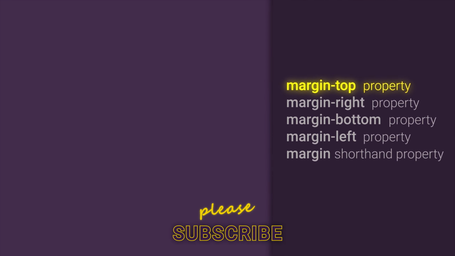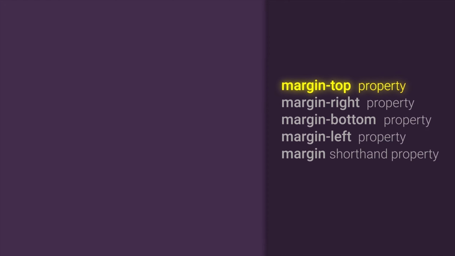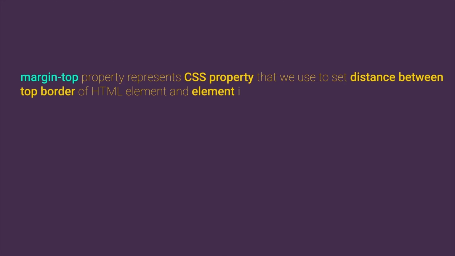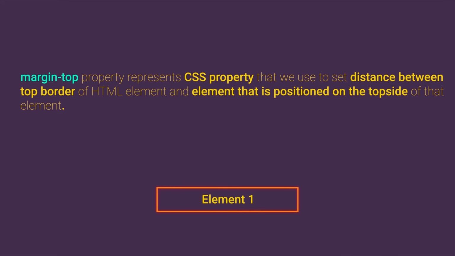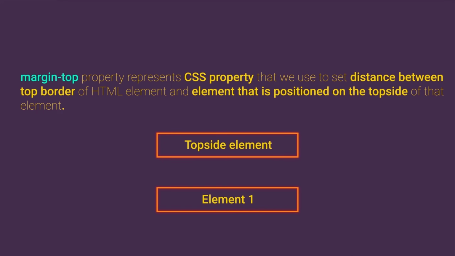What is margin top property? Well, margin top property represents CSS property that we use to set distance between top border of HTML element and element that is positioned on the top side of that element. Okay, let's see some examples.